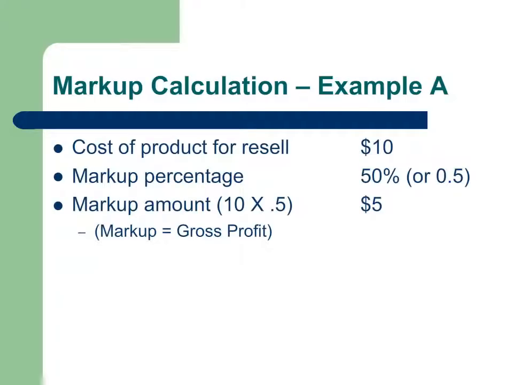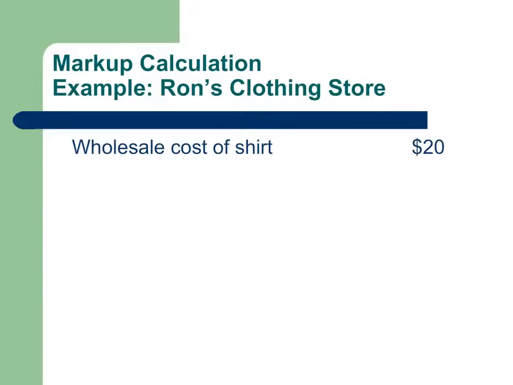Incidentally, the markup is the same as gross profit. When he adds the gross profit and the cost, he gets the selling price. He will sell this item for $15. Ron owns a clothing store. He buys men's dress shirts at $20 each. He marks all of his clothing up 100%.